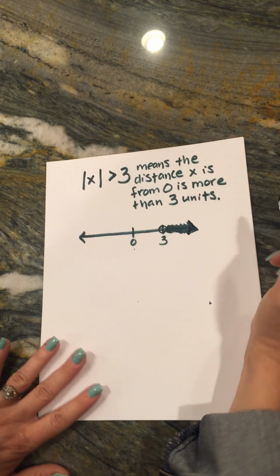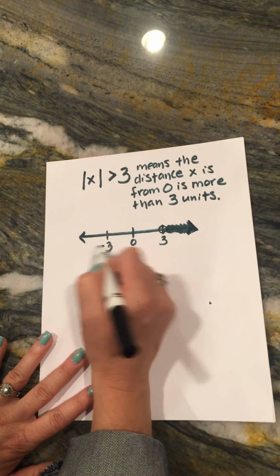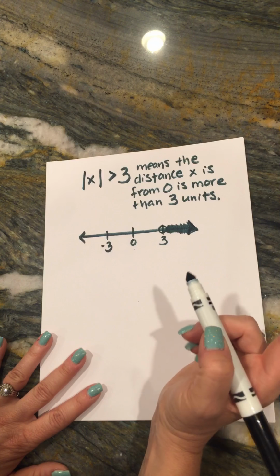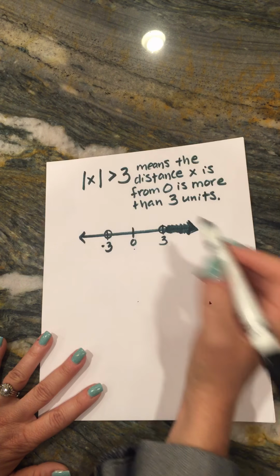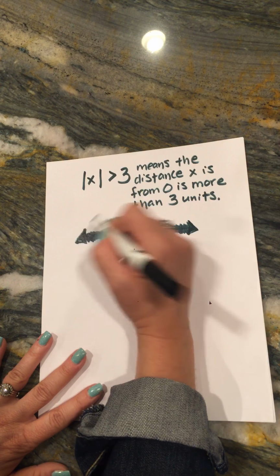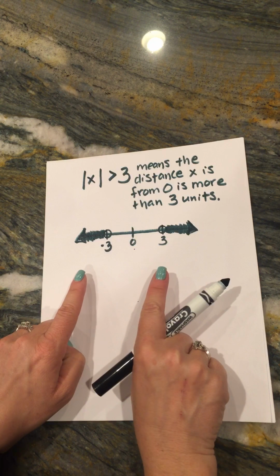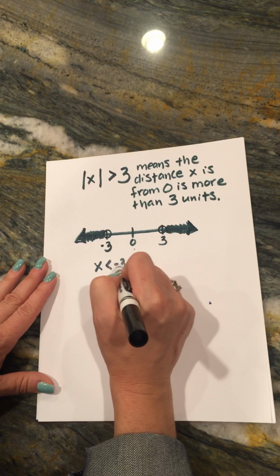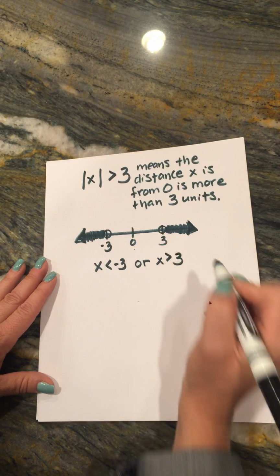Now remember, we're talking about distance, so we can also be 3 units away on this side, on the negative side. We can't actually equal 3, or rather negative 3, so open dot there. But we can go all the way down here. We're still more than 3 units away from 0. So this should look familiar from your homework also. This is x is less than negative 3 or x is greater than 3.